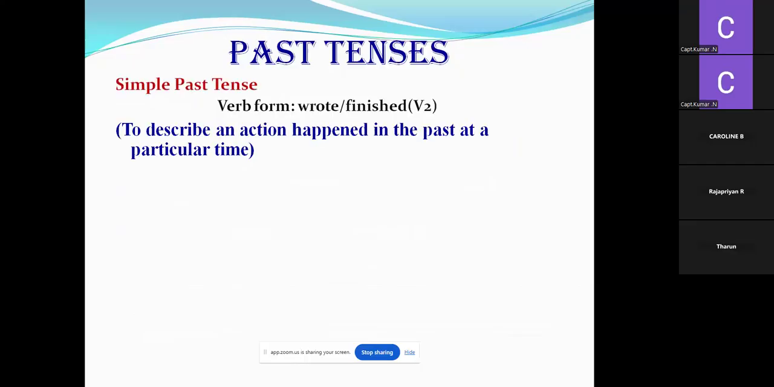The past tenses. First comes simple past tense. The name itself tells that the action happened in the past. But what is the difference between present perfect tense and simple past tense? See, in simple past tense, we talk about a past action and we mention the time when it happened. But in present perfect tense, we don't mention the time when it happened. So that's the only difference between present perfect and simple past.